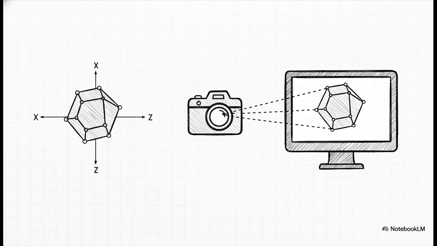So the Vertex shader is basically a master of geometry. Its job is to take all those mathematical points that make up a 3D model and ask, okay, where is this thing in the virtual world? And based on where our camera is, where exactly should I draw it on your flat 2D monitor? It's all about position and perspective.